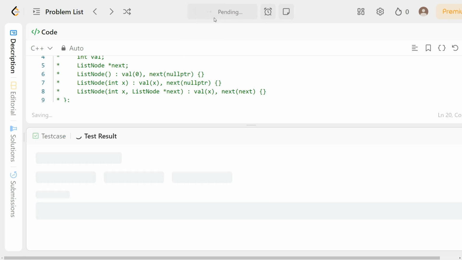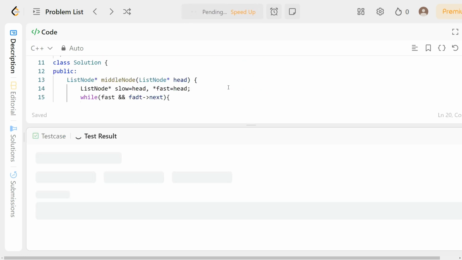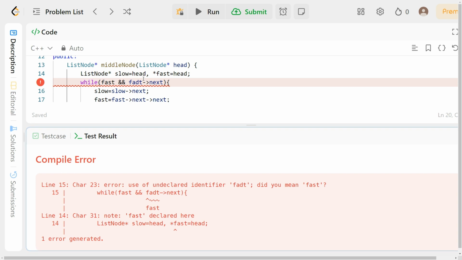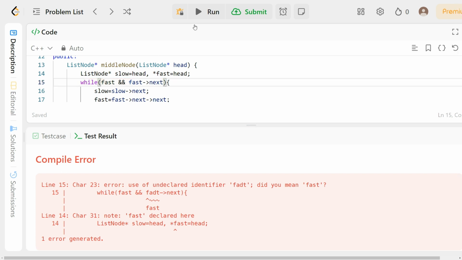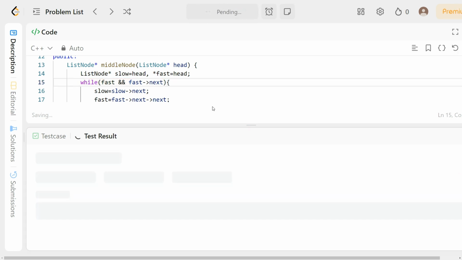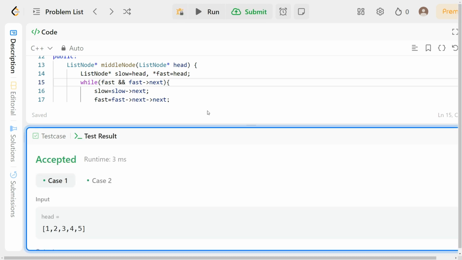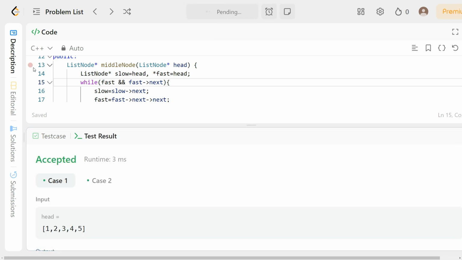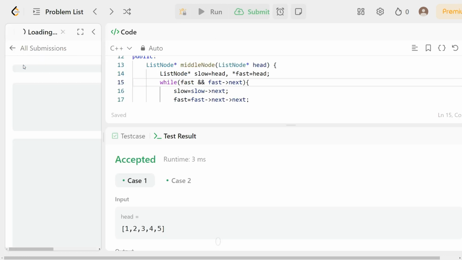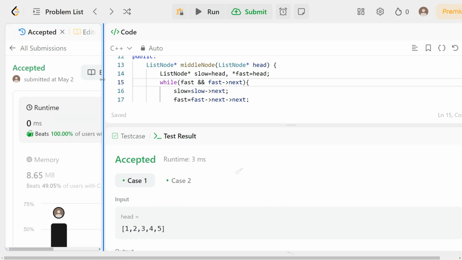Let us try to compile and run it. Hope I have not committed any typing mistake. There is a typing mistake. It is not FADT, it is FAST. Run it again. Running fine. Let us try it for submit as well. It is running fine.